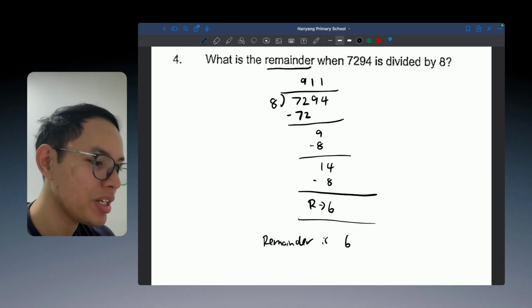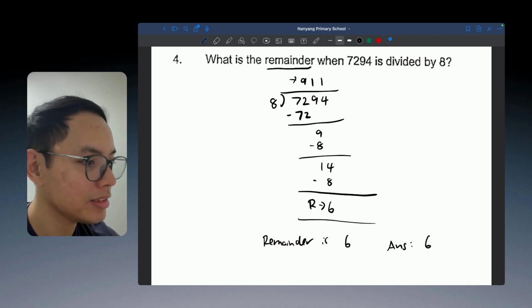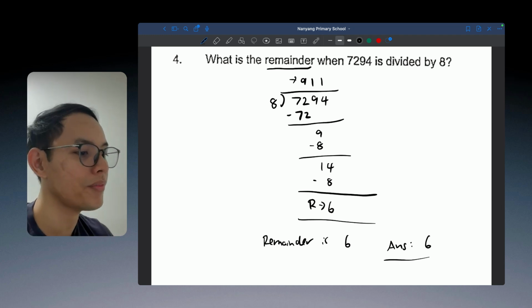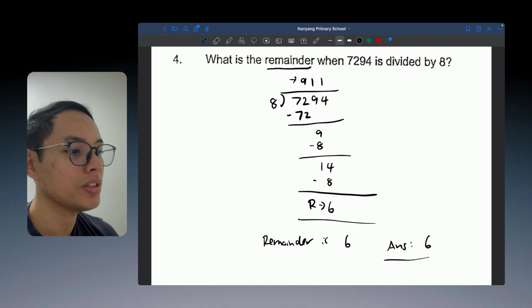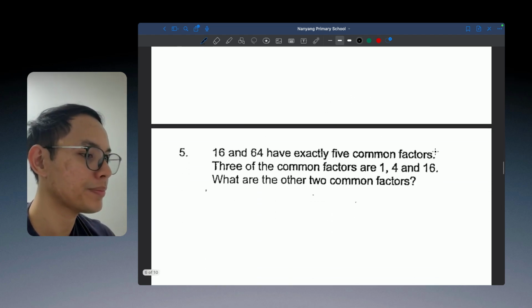So make sure you read the answer properly to write down the answer, which is 6, not 911. It is answer 6. Okay, so this is pretty straightforward. You just need to practice your division as much as possible. Okay, let's move on to the next question.